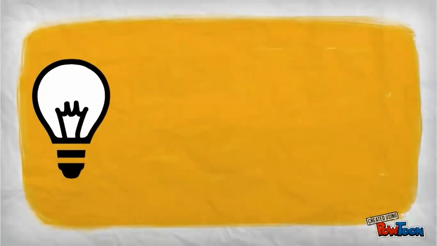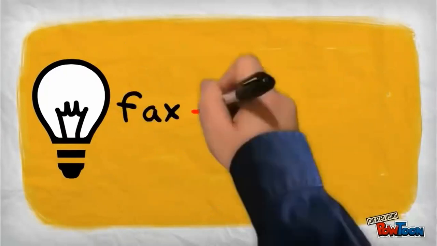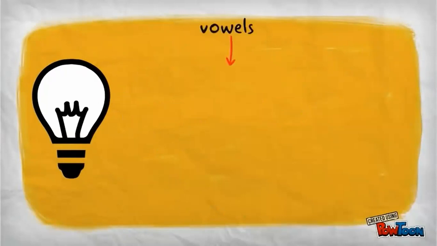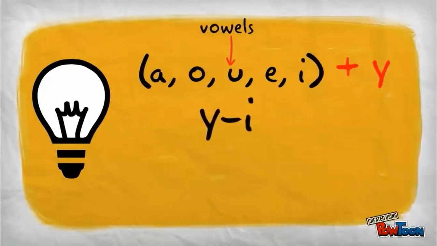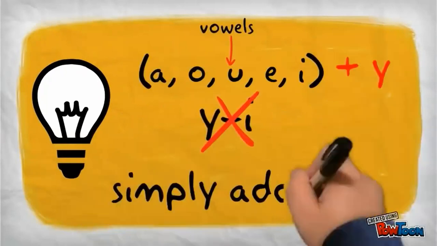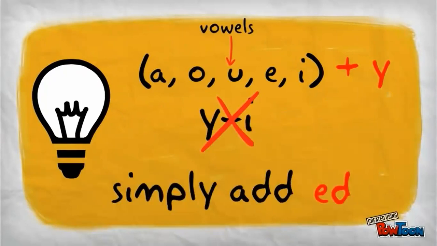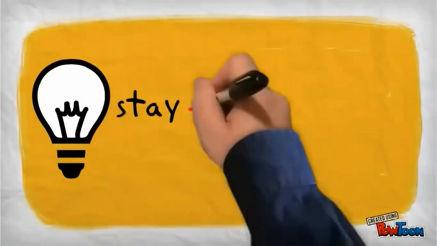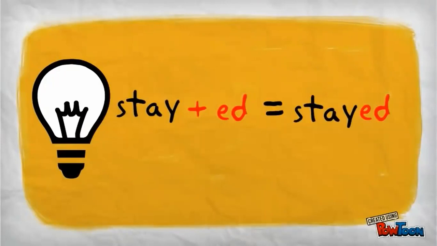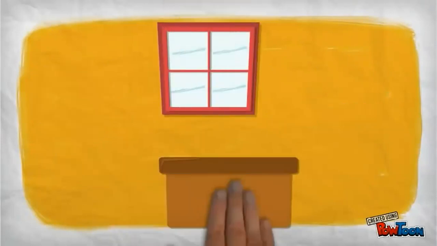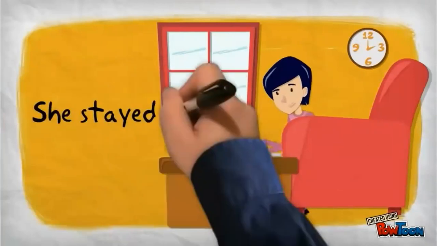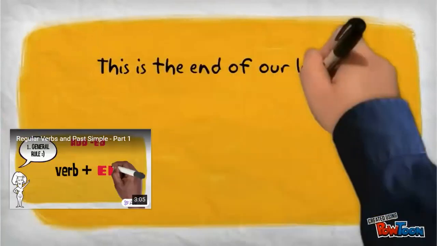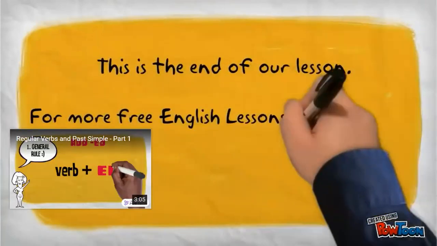If the last letter is x, like fax, we just add ed: faxed. Also, when the verb ends in a vowel plus y, we just add ed at the end of the verb. For example, stayed, okay? Those are very clear examples for you to identify, understand, and put into practice when communicating and speaking, okay?